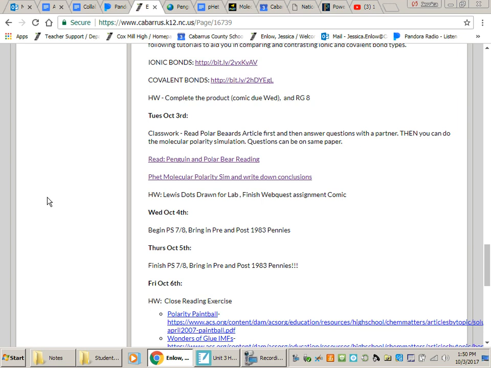So I'll show you guys where you're going and then you can start, okay? Under homework, I just put the classwork links there so it's easy access. It says, read the polar bears article first and then answer questions with a partner. Then the molecular polarity simulation questions can be on the same page. But first I want you to start off by reading this polar bear comic. This is the cutest comic in the world, point one. And two, it lets you see the polarity in a little bit of a different light.